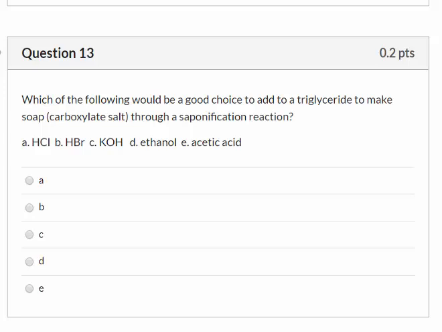A big theme is soap here. Which of the following is a good choice to add to triglyceride? Remember, the carboxylate is the base form of a carboxylic acid. So if a carboxylate is a base, you'd want to probably add a base rather than an acid. Let's look at the first one. Is that an acid? Yes, that's hydrochloric acid. The second one looks very similar, but you want to find the base here.